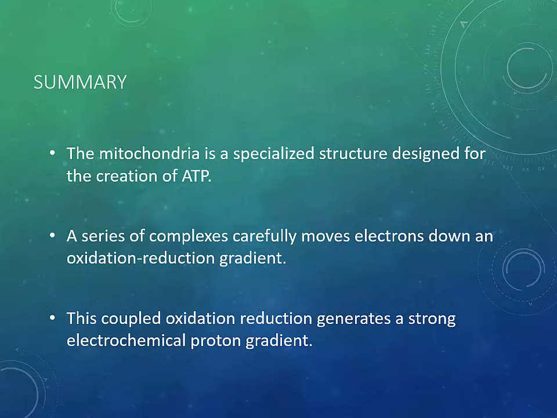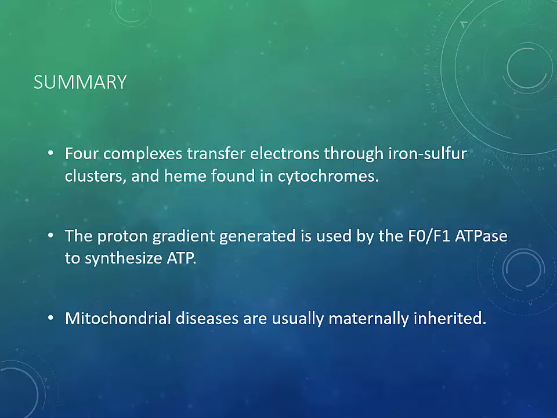So in summary, the mitochondria is a specialized structure designed for the creation of ATP. We have a series of complexes that carefully move electrons down an oxidation reduction gradient. We do this in multiple steps so that more energy is more efficiently transferred to the production of ATP. If we did it in a single step, we would lose more energy as heat energy, which would reduce the amount of ATP we can make. It is a coupled oxidation reduction series, and it's going to make a very strong electrochemical gradient.